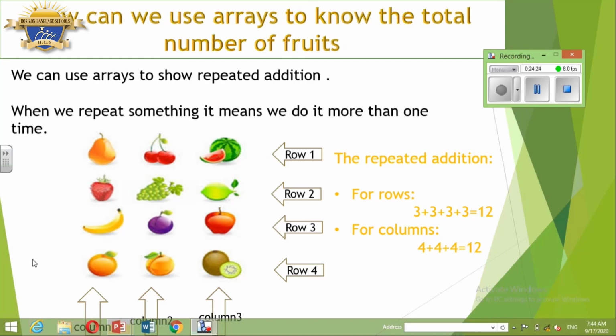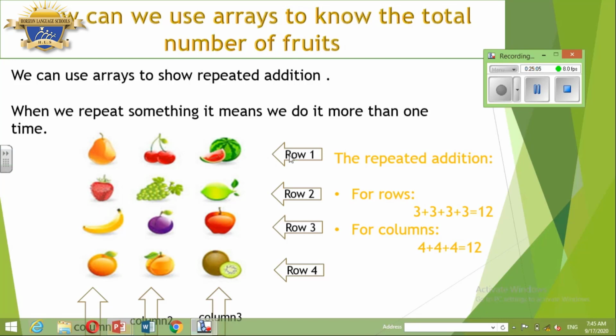I have here a set of fruits, which is an array, right? I have here an array. Why? I have a set of fruits arranged in rows, actually 4 rows, and columns, 3 columns with no gap between them. So I have 4 rows, 3 columns with no gap, so it's an array. How can I use the array to find the total number of fruits? I want to know what the total number of fruits in this picture is.